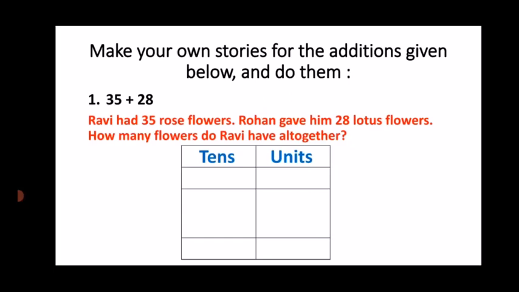So now Ravi had 35 rose flowers. So we will place 5 in the units place first and then 3 in the tens place. Then next, Rohan gave him 28 lotus flowers. So 28, so we'll write 8 in the units place and 2 in the tens place. Okay children, and then we'll give a plus sign between them. So now let us add them. We'll add the numbers which are in the units place first. So they are 5 units plus 8 units. So 5 units plus 8 units is 13 units.